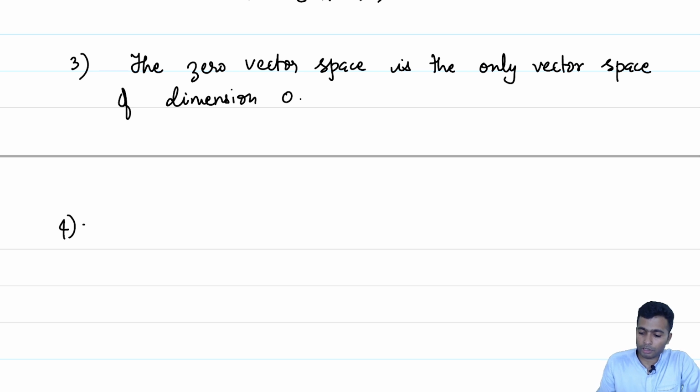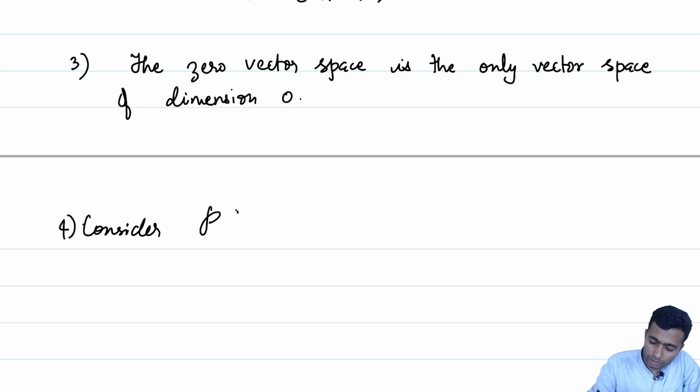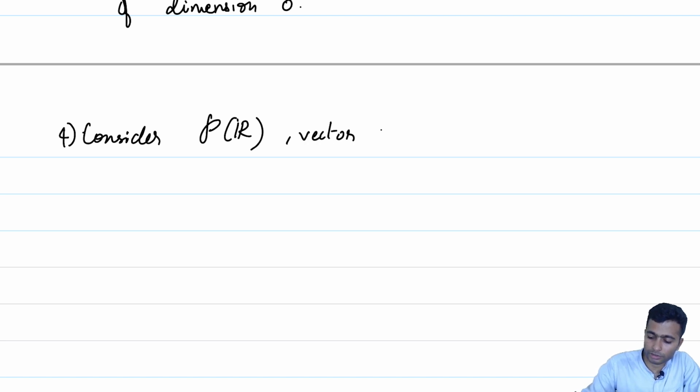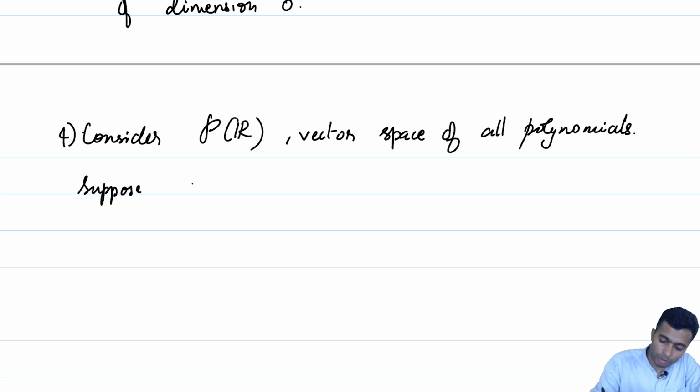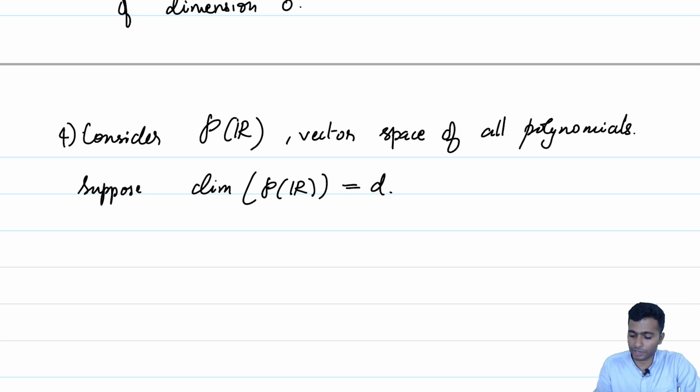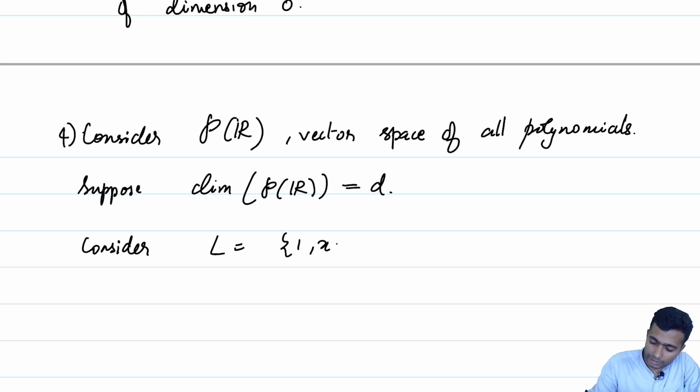Let me now give an example of a space which is not finite dimensional. So, consider P of R. If you recall, this is the vector space of all polynomials. Now, suppose this is a vector space of finite dimension, say dimension of P of R is equal to D. That means there is a basis of size D. Consider L to be equal to 1, x, x square up to x to the power D.